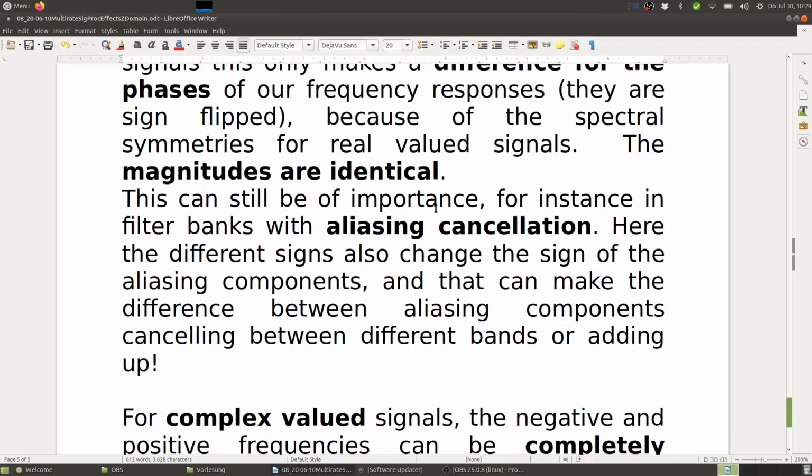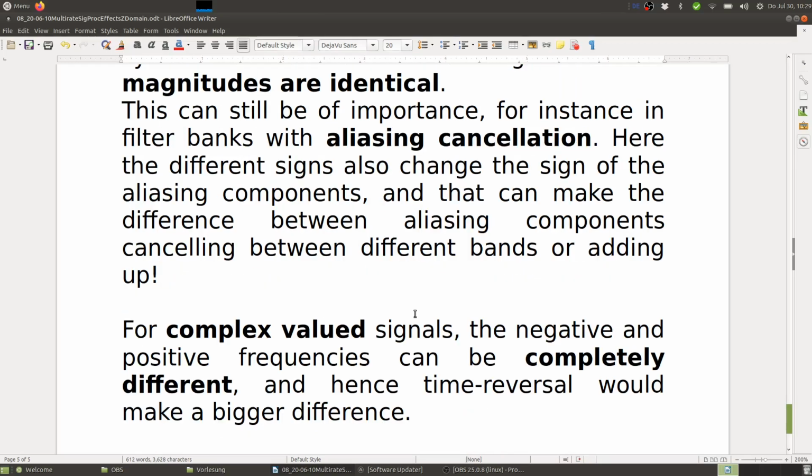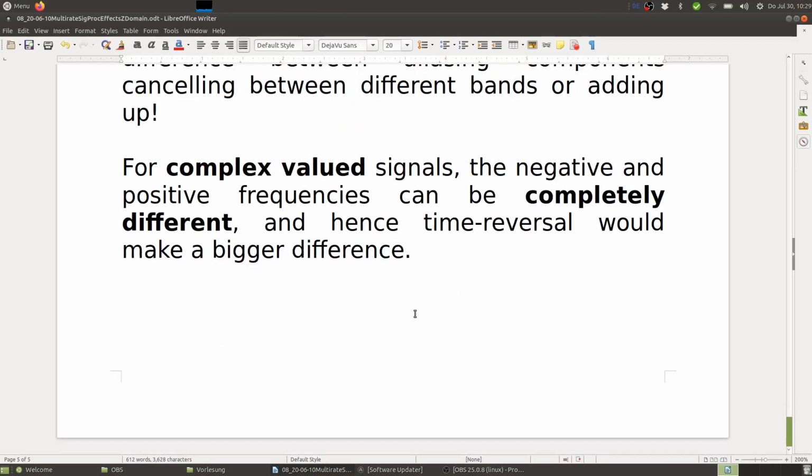But this can still be of importance, for instance, in filter banks with aliasing cancellation. Here the different signs also change the sign of alias components, and that can make the difference between alias components cancelling between different bands or adding up. So that's really important for reconstruction and aliasing cancellation. For complex valued signals, the negative and positive frequencies can be completely different, and hence time reversal would make a bigger difference.